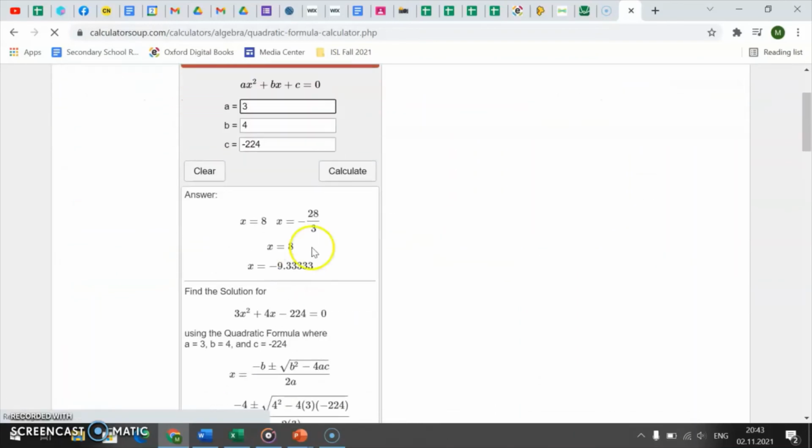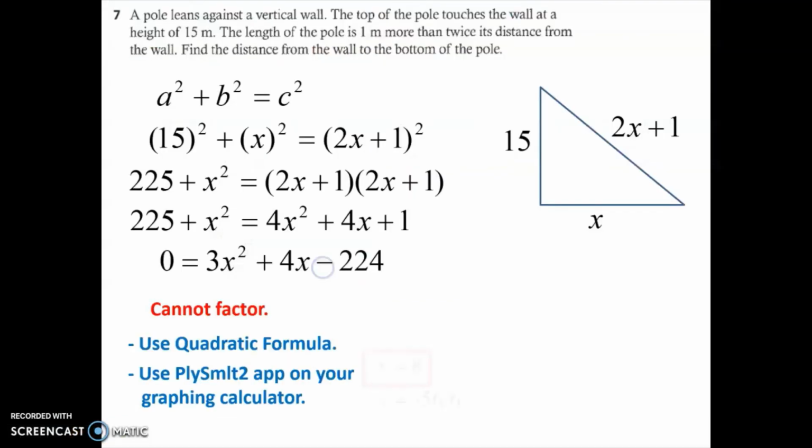Oh, there we go. One answer is x equals 8. Okay, that was a whole number. But the other one is negative 9.33333. So it gave me my 2 answers there. Let's look back here. Is that the same 2 I have here? I believe so. There's 8 and there's negative 56 over 6, which is that same 9.33333. There's our 2 answers. So ignore the negative answer. Let's use the positive answer here. So the dimensions of that triangle would be 8 by 15 by 17.